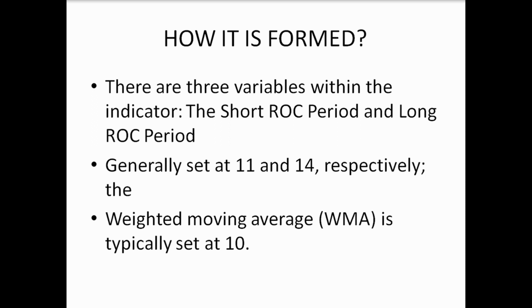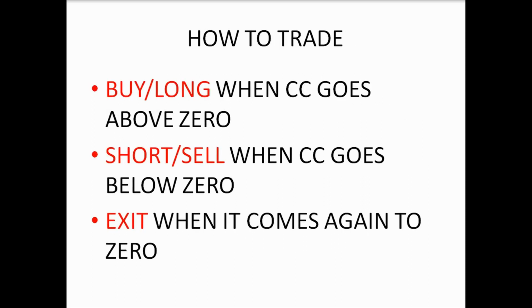There are three variables to form the Coppock curve. One is the short ROC period and another is the long ROC period. One is set to 11 periods and another is set to 14. They also use a weighted moving average, which is set around 10 periods. This is only for your view. Mostly we will be skipping this one and concentrating more on trading.